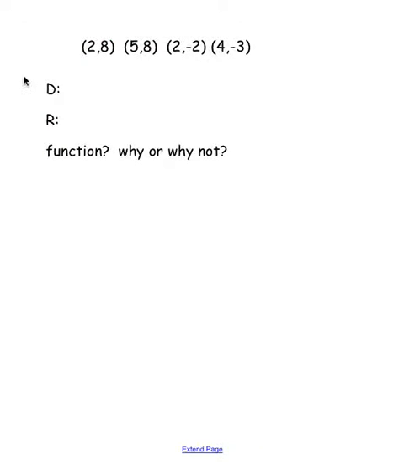I believe this is my last example. Here I have a relation with 4 ordered pairs. Remember again, your domain is your x. So x, x, x, x. So my domain in a solution set is 2, 5, 2, oops, I already wrote 2, and 4. Close your solution set.